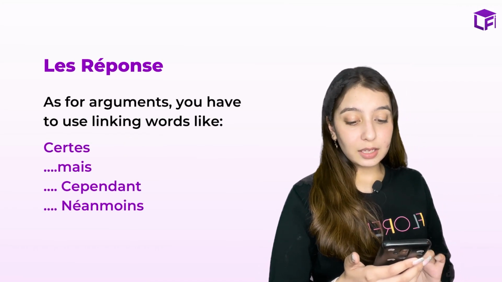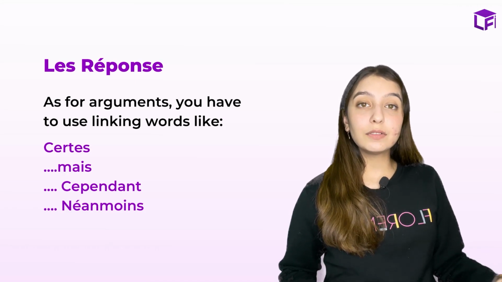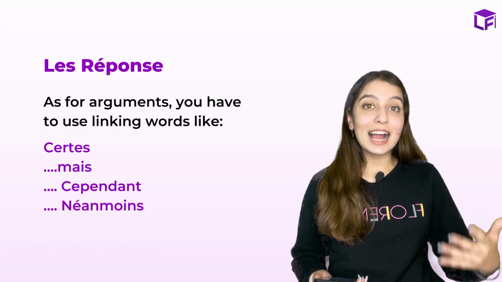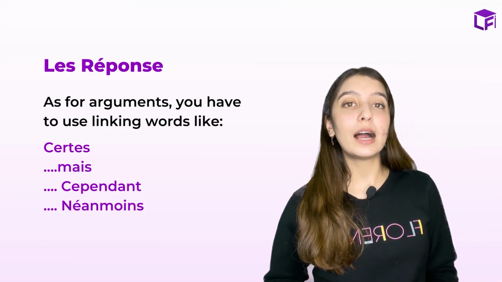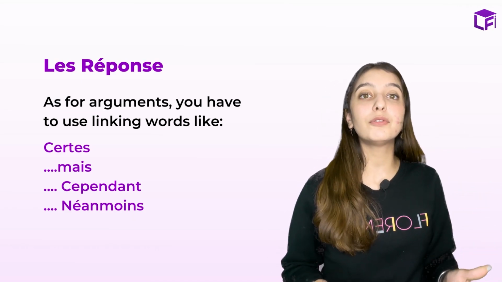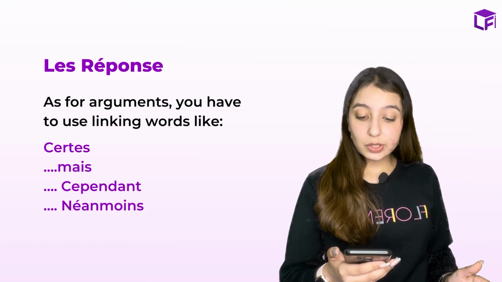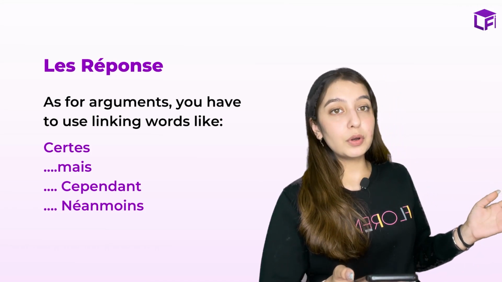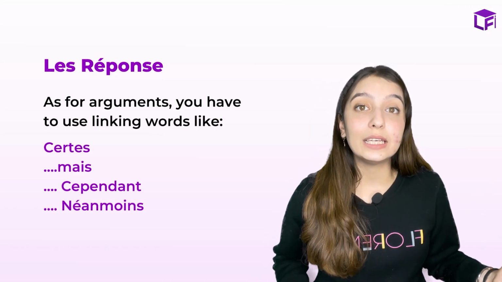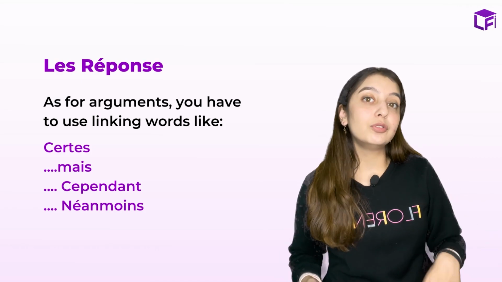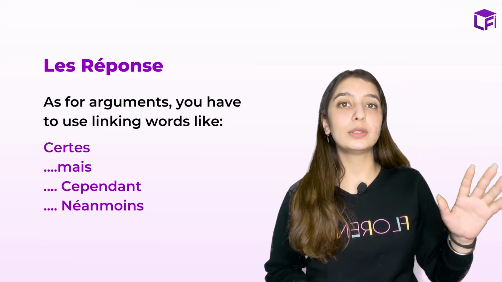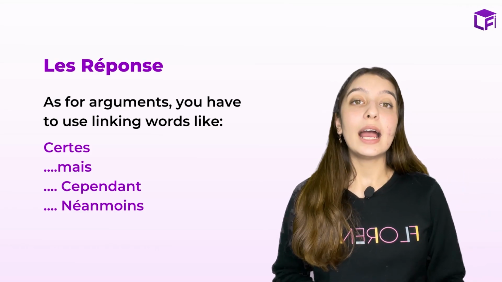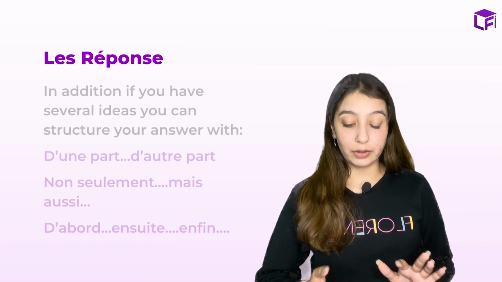Also, as for arguments, you have to use linking words so as to increase your vocabulary, to show that you actually have a certain level in the language. You are actually able to convince him. You have to use a few connectors. These are also known as linking words, like certes, mais, cependant, néanmoins, puis, après, avant. The list continues. There are more than 100 connectors. So you can pick any 10 that you like and use them accordingly.